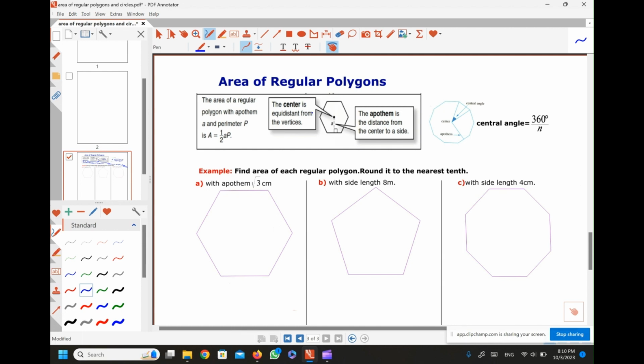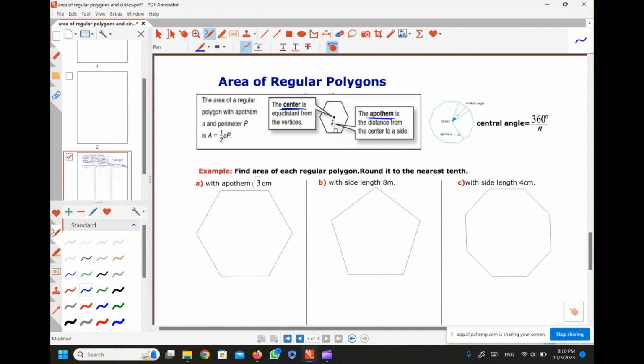Let's start talking about elements of polygons first. The first thing we need to talk about is the center. Center is equidistant from every point on the polygon. And another thing we need to know about polygons is apothem.